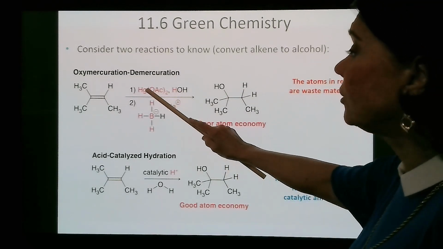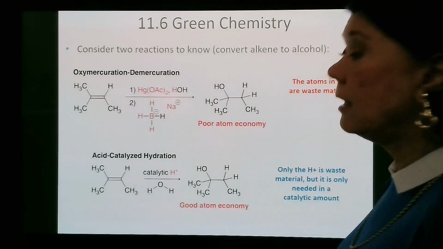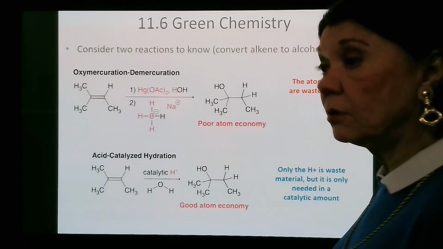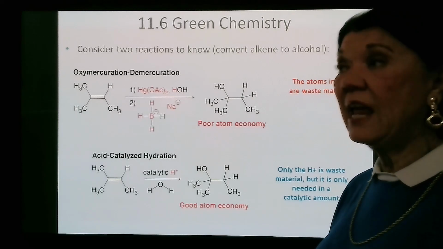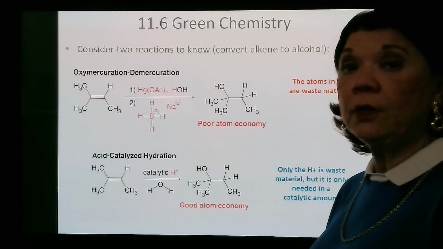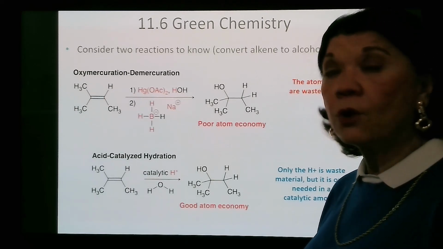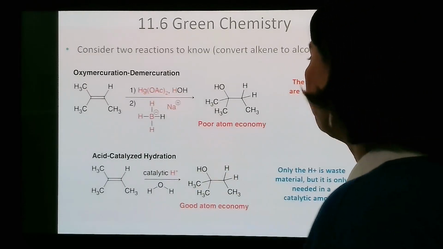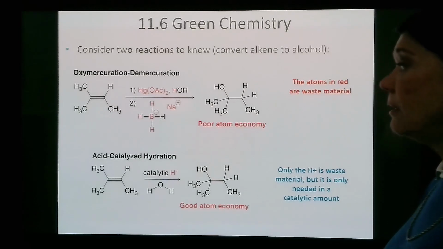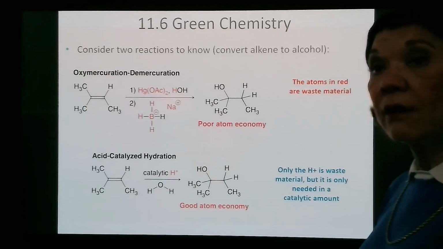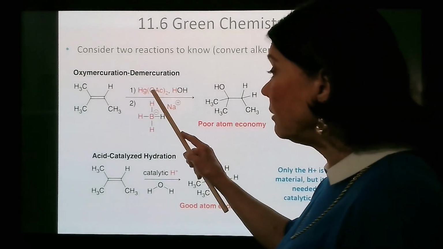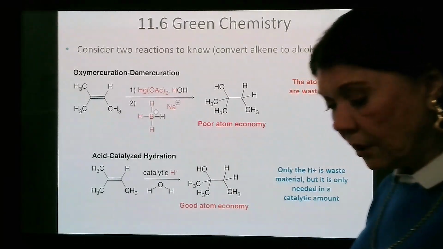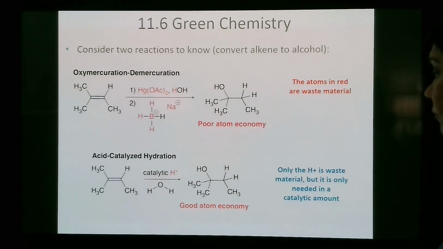And moreover, notice this up here has mercury. There are huge concerns about disposal of mercury. It's very expensive. It has to be treated separately. It has to be put in a separate waste container. And so there's more concerns to this, using this, than just the atom economy. And a lot of textbooks don't even include this reaction anymore because there's such an aversion to using mercury reagents.